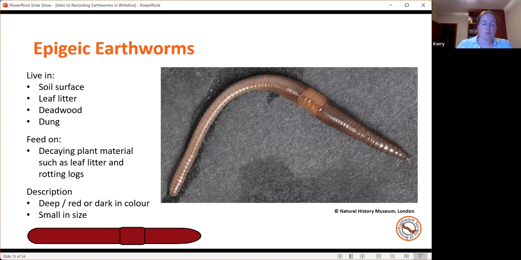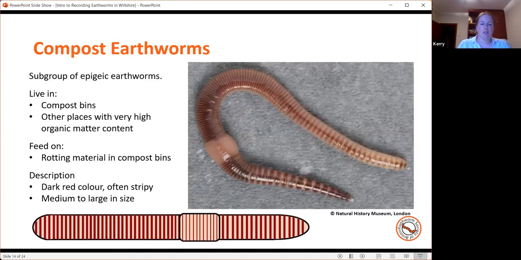And there are lots of different species of these, and it looks at the moment like some of the species are probably quite specialist to certain microhabitats. They tend to be quite small in size and usually quite dark in colour, so quite dark purpley red, and always quite small. And then the final group are the composters. So these really are a subgroup of the epigeics, so the surface dwellers as well, and they live in compost.